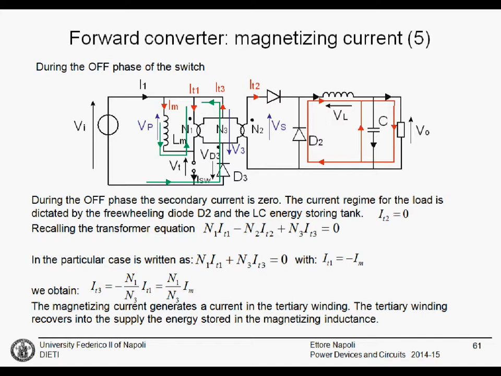We can keep studying the behavior of the forward converter, studying what happens during the off phase of the switch. This is the situation. The switch is open. There is no current flow through the switch.